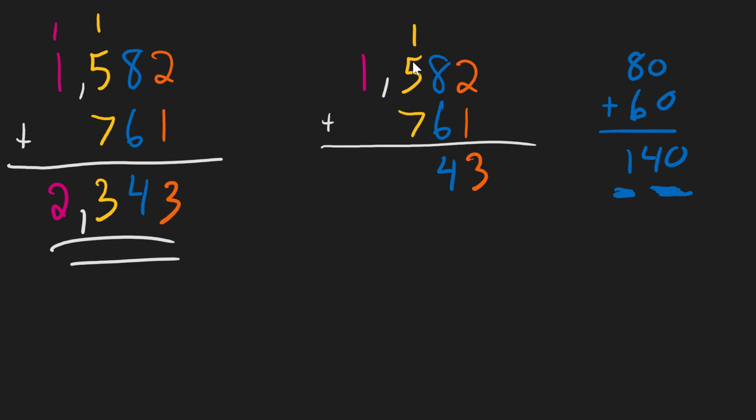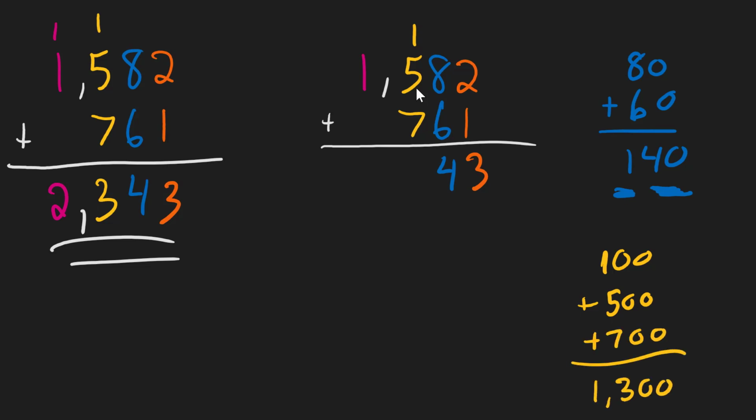And then we have 1 plus 5 plus 7. But that's not really 1 plus 5 plus 7 because these are in the hundreds place. This is really 100 plus 500 plus 700, which gives us 1,300. And when we think about 1,300, we have 1,000 and we have 3 hundreds. That's why we write 3 in the hundreds place and carry over that extra 1,000 into the thousands place. And then we can just add up all the thousands. We have 1 plus 1, which is 2. And so that's how we get 2,343.